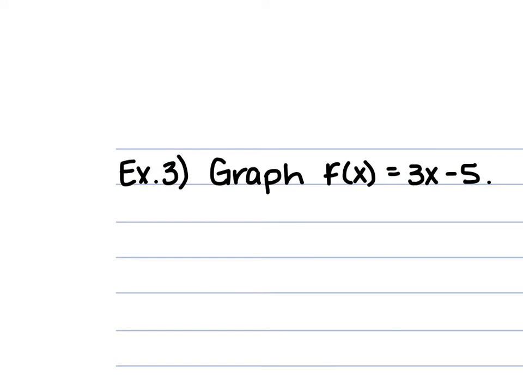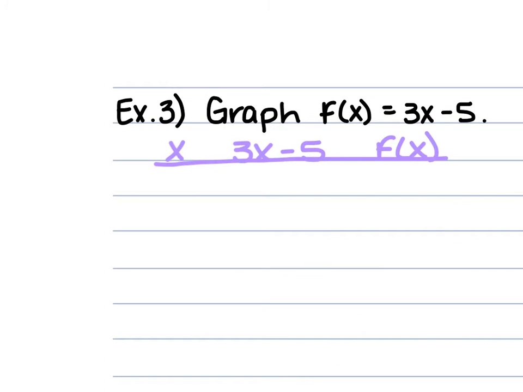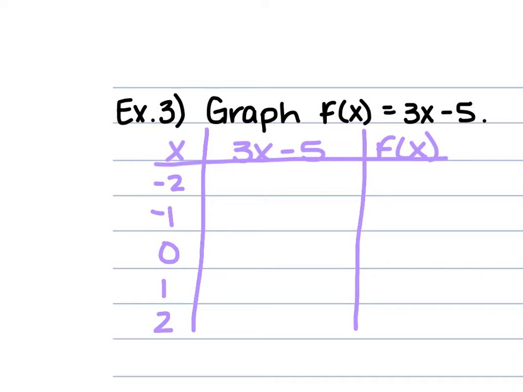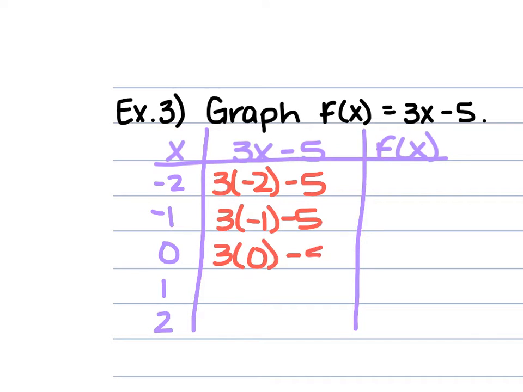So we're going to have x, we have 3x minus 5, and we have f of x. So we are going to pick our own x values here. So again, I'm going to do -2, -1, 0, 1, and 2. I'm going to plug these in and solve. So we're going to have 3 times -2 minus 5, 3 times -1 minus 5, 3 times 0 minus 5, 3 times +1 minus 5, and 3 times 2 minus 5.